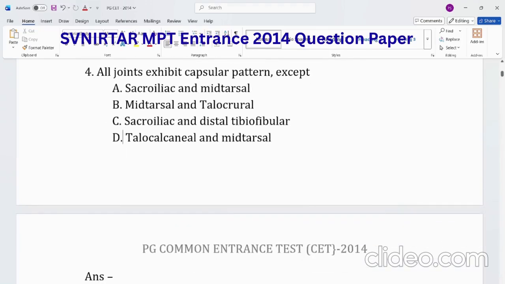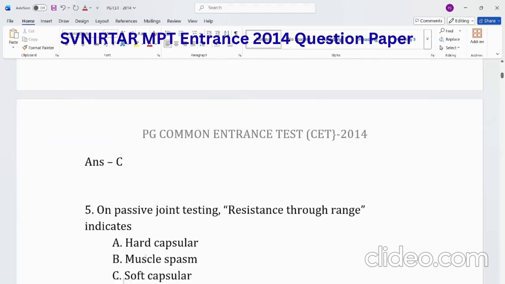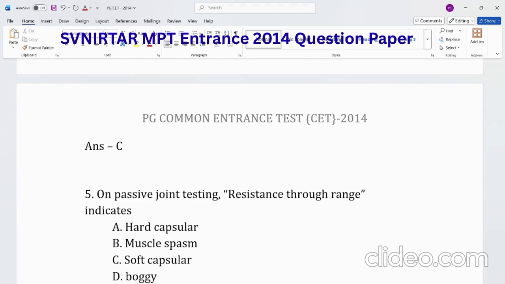Now comes question number 4. All joints exhibit a capsular pattern except: option A, sacroiliac and metatarsal; option B, metatarsal and talocrural; option C, sacroiliac and distal tibiofibular; and option D, calcaneal and metatarsal. The answer will be option C, sacroiliac and distal tibiofibular joint, right? Then come to question number 5.